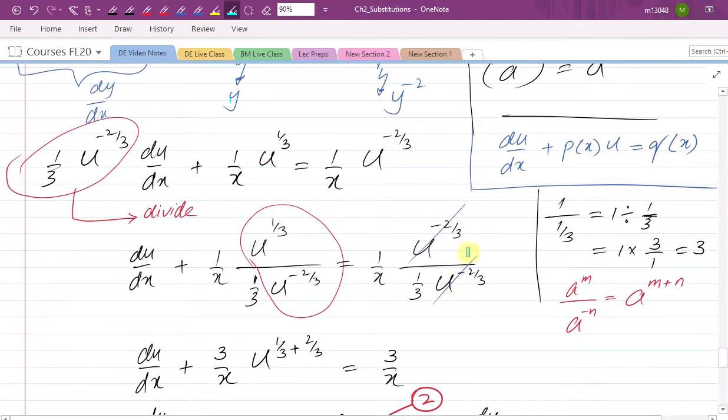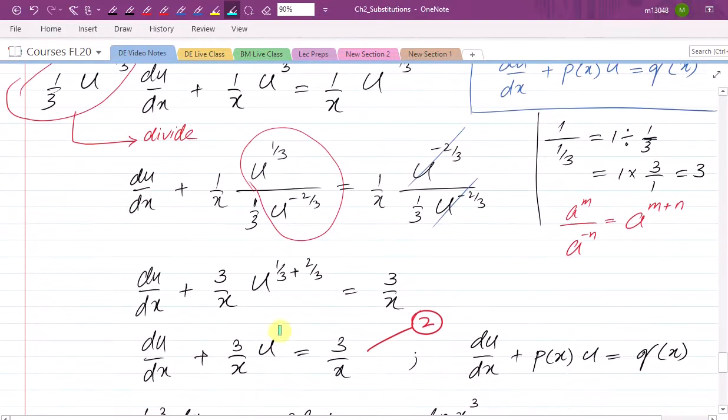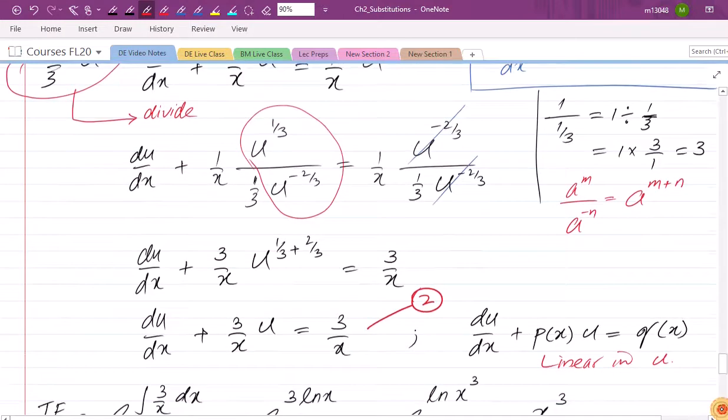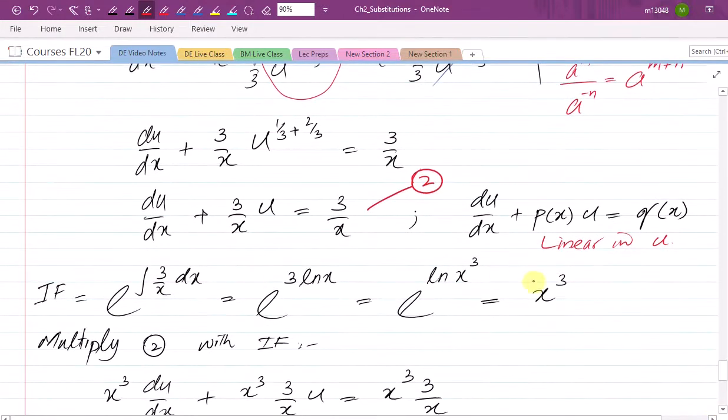This side will always cancel, and this term will always give you u power 1 here, always, so that this new equation becomes linear in u. And then we follow the method for the linear equations.